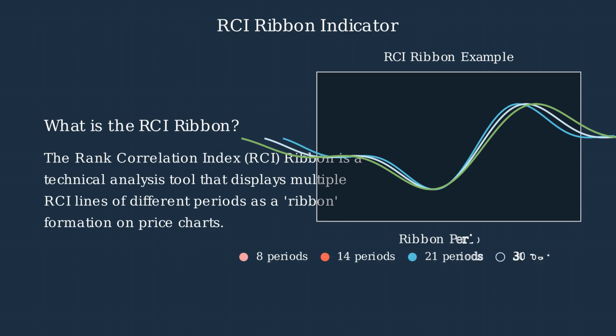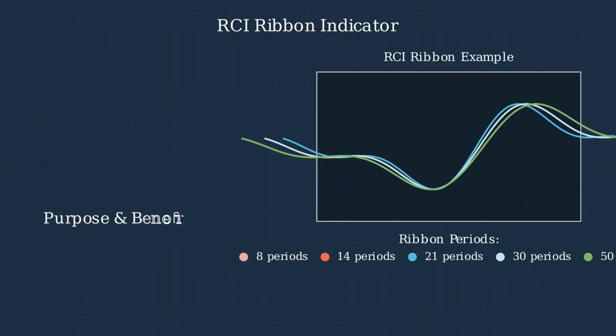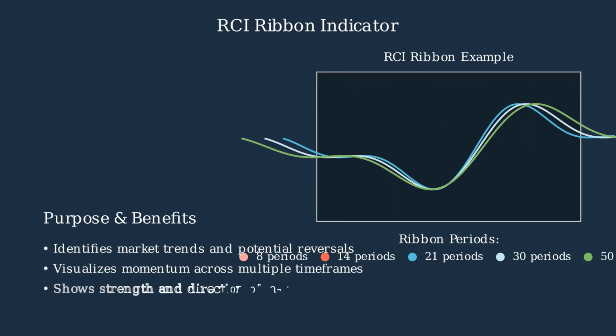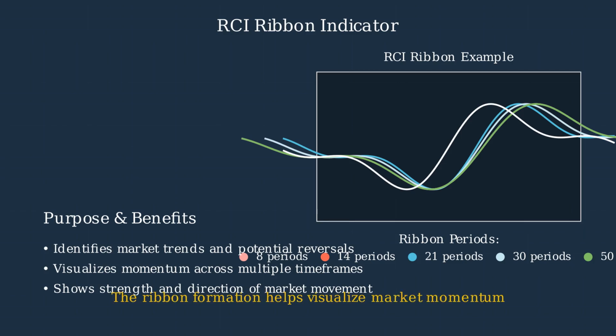Each line in the ribbon represents the RCI calculated over a different time period, typically ranging from shorter periods, like 8 days, to longer periods, like 50 days. The primary purpose of the RCI ribbon is to help traders identify market trends and potential reversal points. When all the ribbon lines are aligned and moving in the same direction, it indicates a strong trend. Conversely, when the lines begin to diverge or cross, it may signal a potential trend reversal.